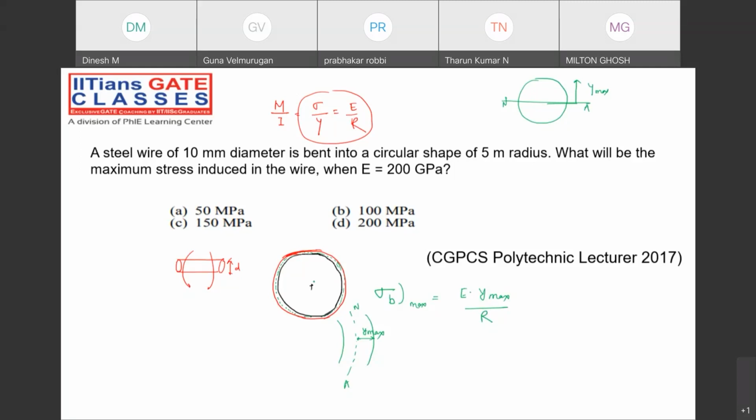This radius is 5 meter, but we are not bothering about that. Now this Y maximum will be D by 2 only. See, this is the wire of diameter D. Y maximum will be D by 2 only, or not? Check it out, all of you. The distance from the neutral axis will be D by 2, or not?